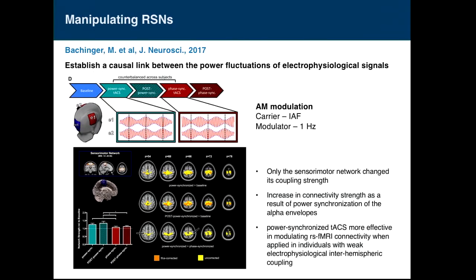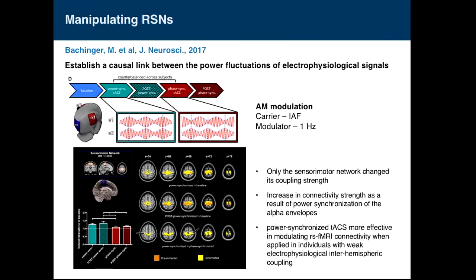And they observed that they can modulate the functional connectivity within the sensory motor network, so they increase the connectivity strength within the sensory motor network. And this only happened when they had the power synchronized condition. So this kind of shows causal evidence for what Mantini showed more than 10 years ago.